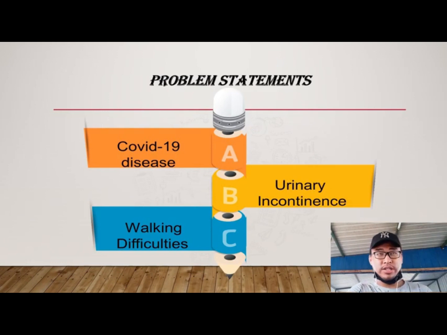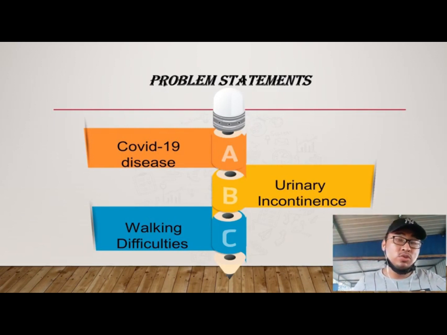Then we go to the problem statement, which has 3 problems. For number 1, COVID-19 disease. Currently, the world faces the latest issue, which is COVID-19 disease, which attacks people and has caused deaths. To prevent this virus, we must not share items, especially public toilets. With this toilet chair, it can prevent use by many persons because this toilet is created for one user only.